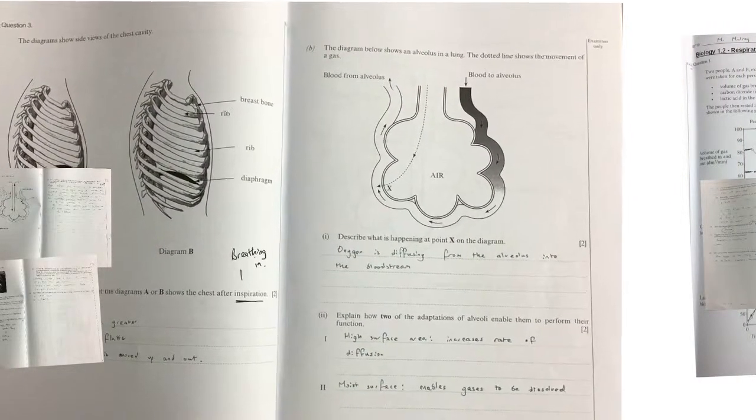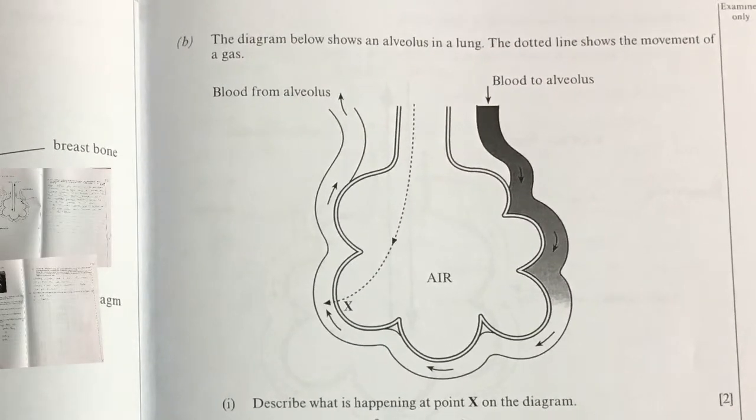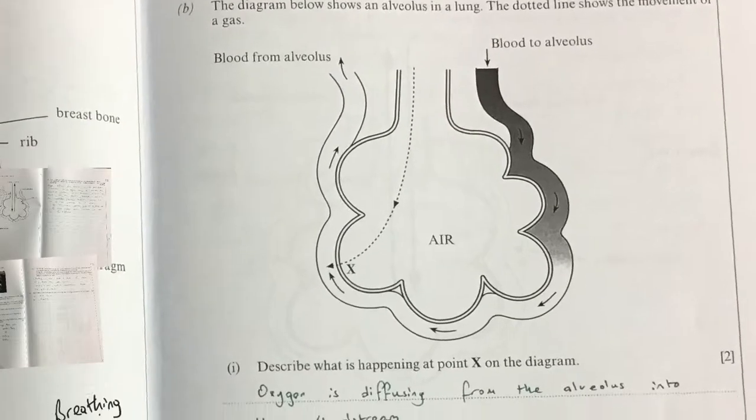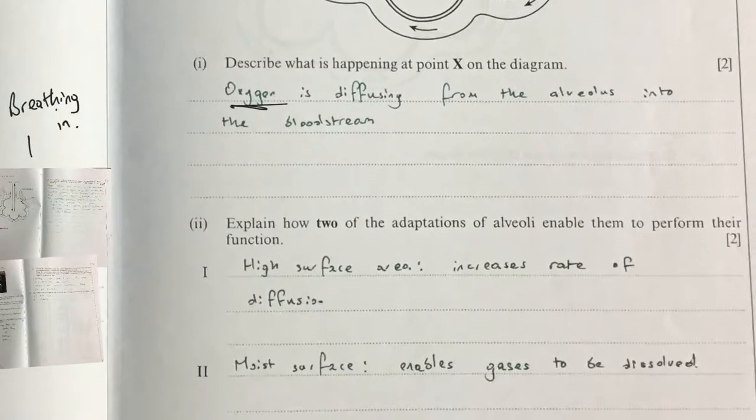Question B then, we're now looking at an alveolus in the lung. And the dotted line shows the movement of a gas. State what is happening at the point X. Well, we know it's a gas, and we know it goes into the blood. We breathe in oxygen. And it's diffusing, okay? It's diffusing from inside the alveolus into the blood.